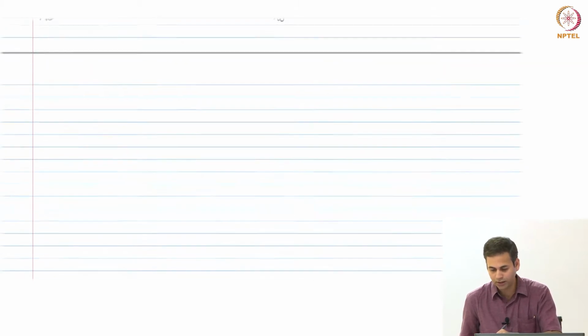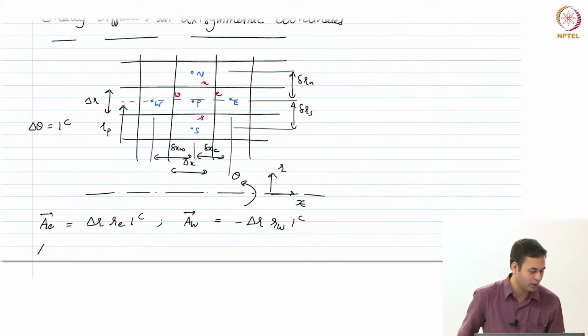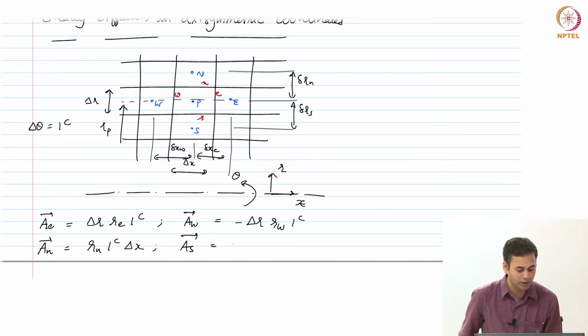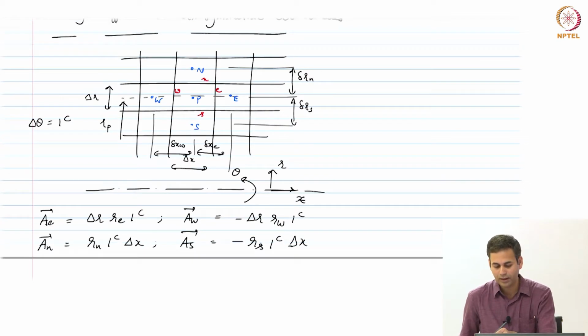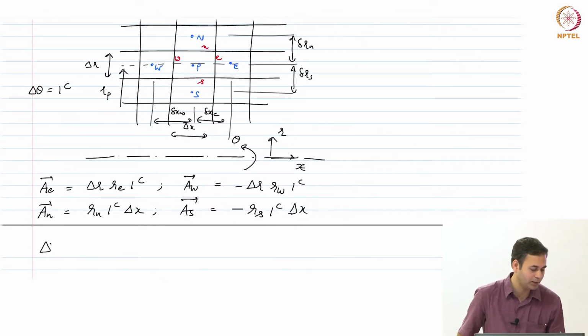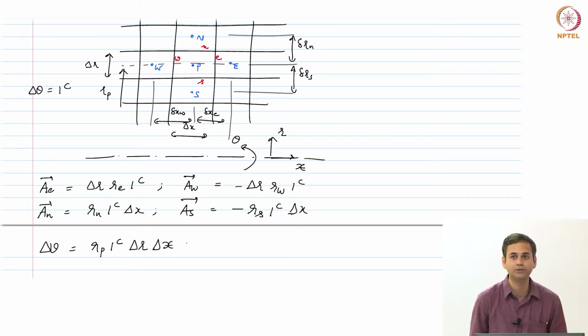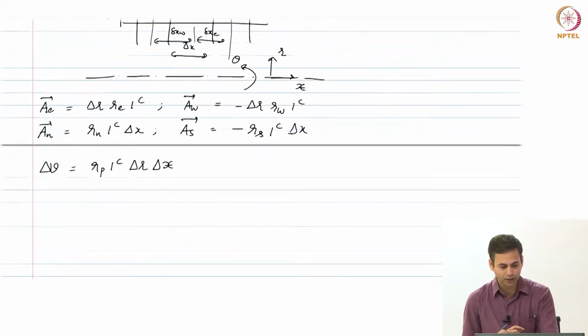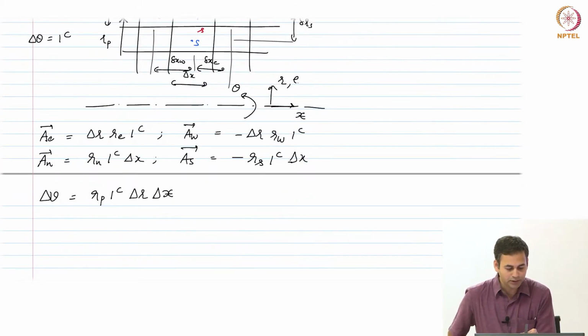What about other area vectors? A north bar is Rn times 1 radian times delta x, and A south would be minus R south times 1 radian times delta x. And what about the volume, delta V for this cell? Rp times 1 radian times delta r delta x. That is your volume. And now we are talking about the unit vectors: Er hat in the r direction and I hat in the x direction.